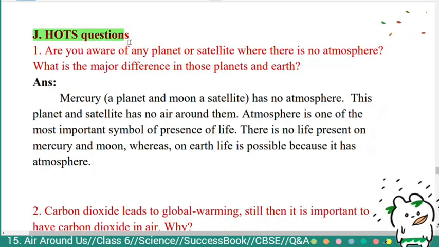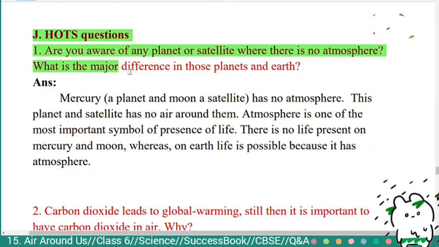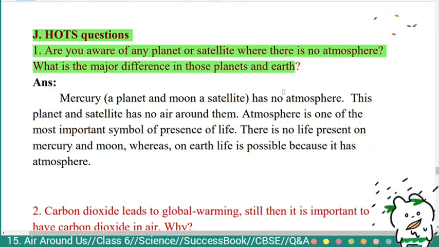Next, main J, HOTS questions. First question, are you aware of any planet or satellite where there is no atmosphere? What is the major difference in those planets and Earth? Answer, Mercury, a planet, and Moon, a satellite, have no atmosphere. This planet and satellite have no air around them. Atmosphere is one of the most important symbols of presence of life. There is no life present on Mercury and Moon, whereas on Earth life is possible because it has atmosphere.